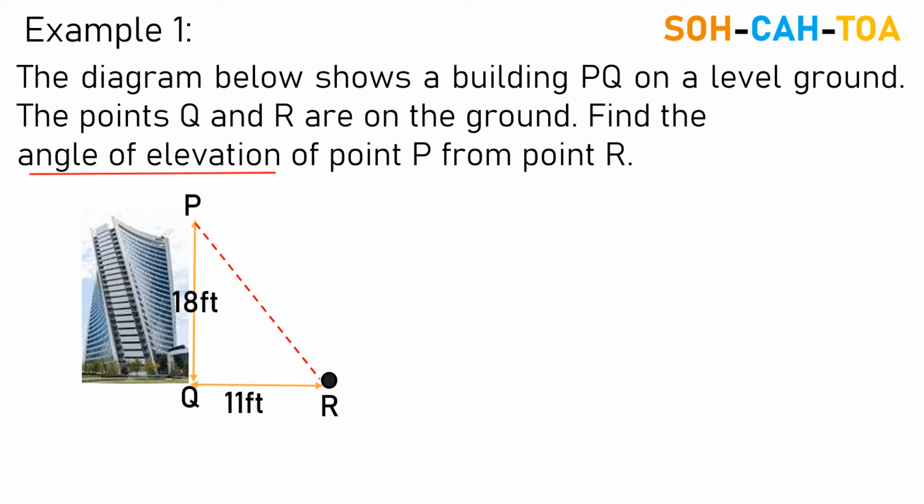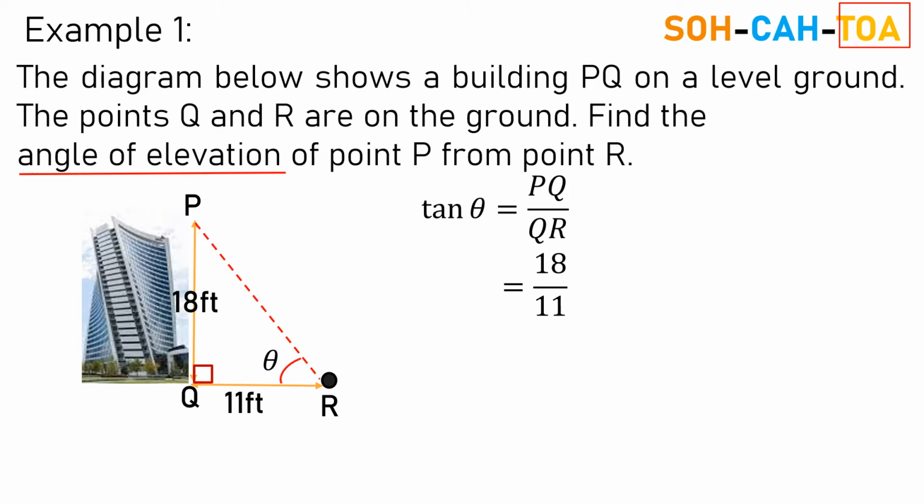So in here, we are going to find the angle of elevation. It is located at point R. To solve for theta, we are going to use TOA, which is tangent theta is equal to the opposite, which is PQ, over the adjacent, which is QR.